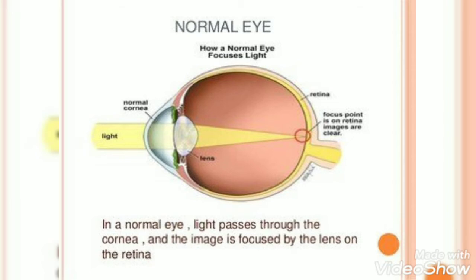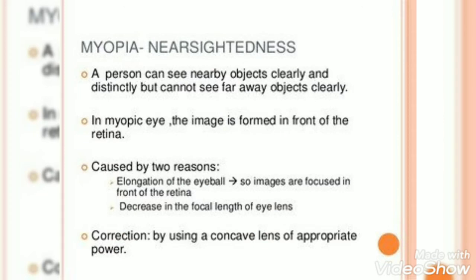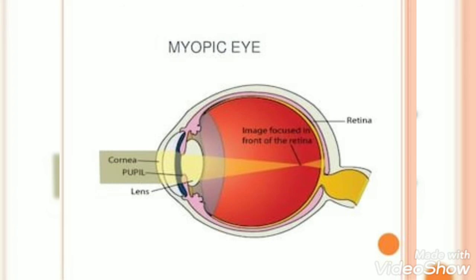Now what happens when a person is suffering from myopia, nearsightedness or short-sightedness? A person can see nearby objects clearly but cannot see far away objects. In a myopic eye, the image is formed in front of the retina. It is caused by two reasons: elongation of the eyeball or decrease in the focal length of the eye lens. Correction can be done by a concave lens. That means the specs for a person suffering from myopia will have a concave lens.